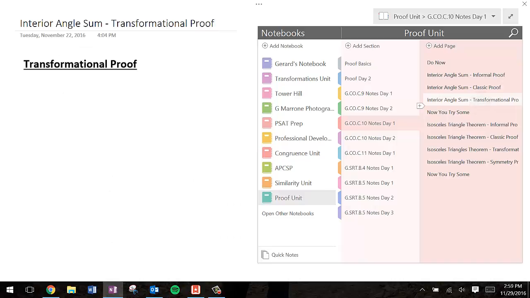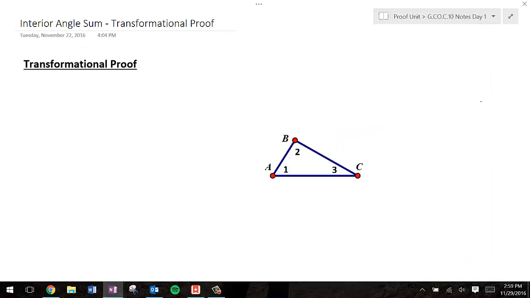Now, if we wanted to see it one other way, we could do a transformational proof. Now remember, we can use our techniques of transformation, whether they be translation, rotations, reflections, dilations, any of those things that we've talked about to perform one of these proofs. What I'm going to do today is I'm going to translate triangle ABC, and I'm going to move it along the ray or the vector AB. So I'm going to start at A and move it up to point B.